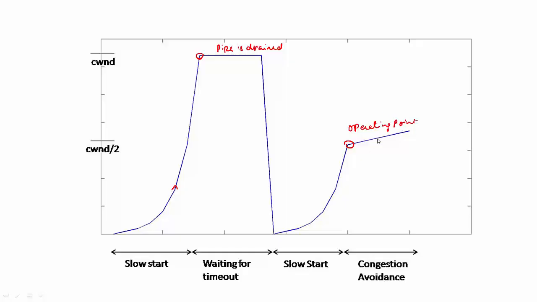But to reach this operating point, you again start with a window size of 1, do slow start to get to this point. After this, you do congestion avoidance, where you slowly probe the network for additional bandwidth, where you increase the CWND by 1 every round trip time. Nothing like an example that explains all this. So let's look at a TCP Tahoe example.